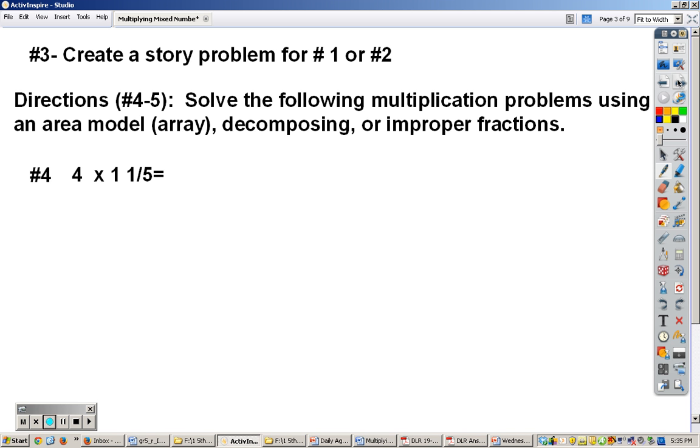For number 4, I'm going to use decomposing, and for number 5, I'm going to use improper fraction. So, using decomposing. Decomposing means I'm breaking my problem up into 2 problems, my mixed number. So, I'm going to break my mixed number right here and create 2 multiplication problems. First I'm going to do 4 times 1, and then I'm going to do 4 times 1/5.